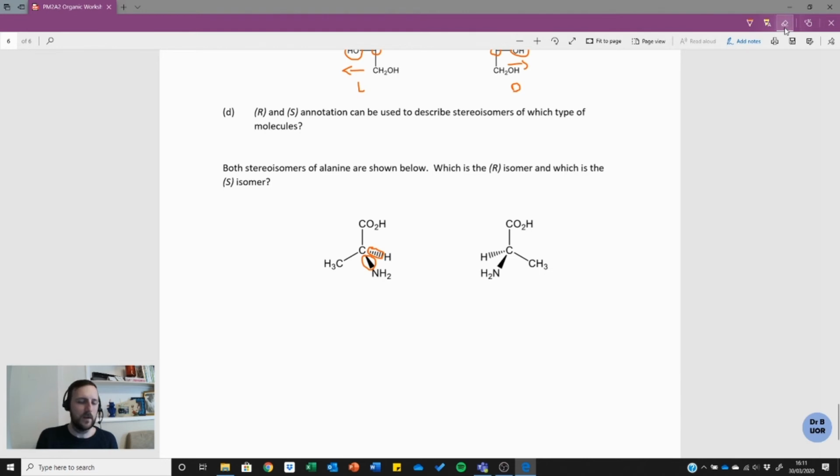If my eraser would like to work, we can get rid of those.